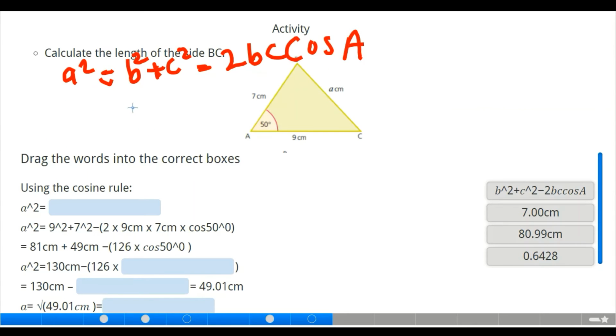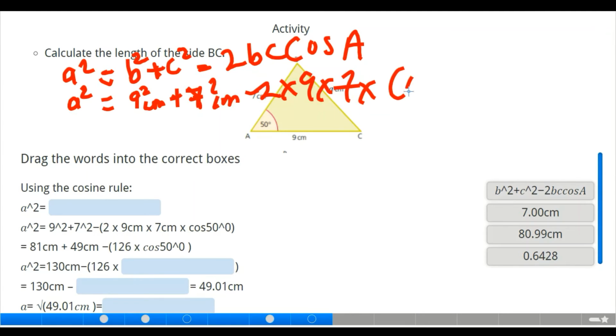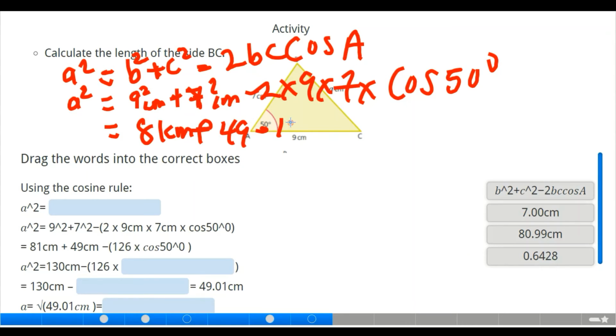We don't have small a, so a square will be, b is 9 centimeters square plus small c is 7 centimeters square, minus 2 times 9 times 7 multiplied by cos A, that is 50 degrees. So 9 times 9 gives us 81. 7 square gives us 49. 2 times 9 times 7 gives us 126, multiplied by cos 50 degrees.